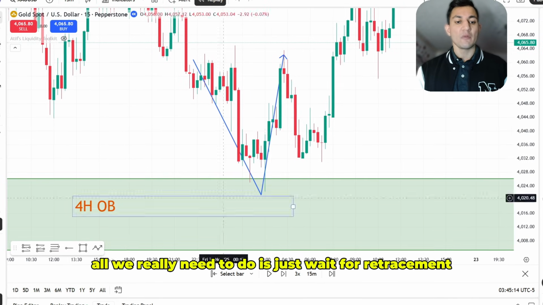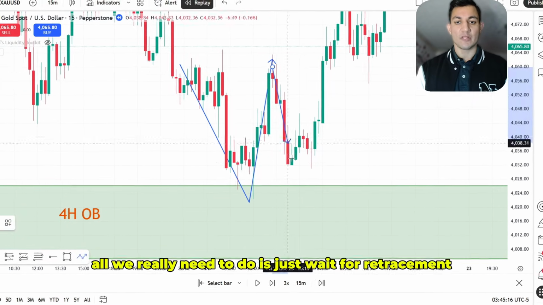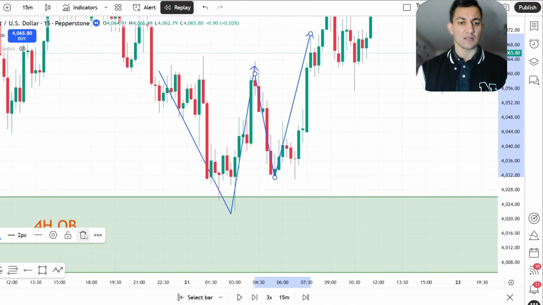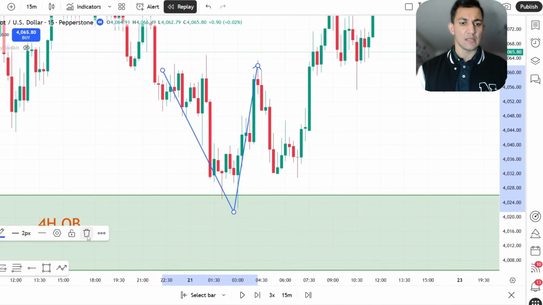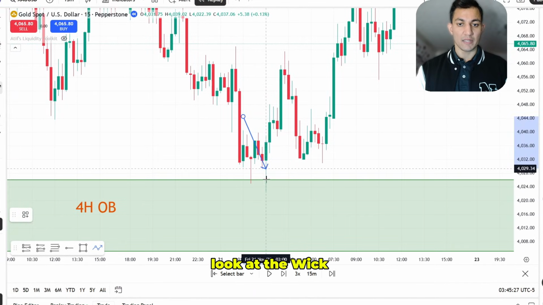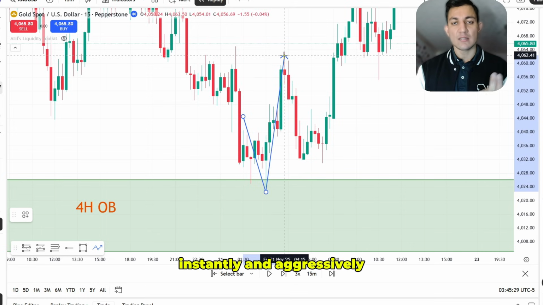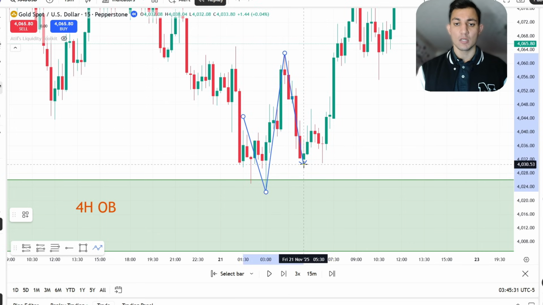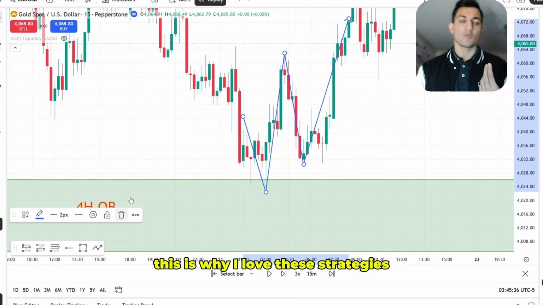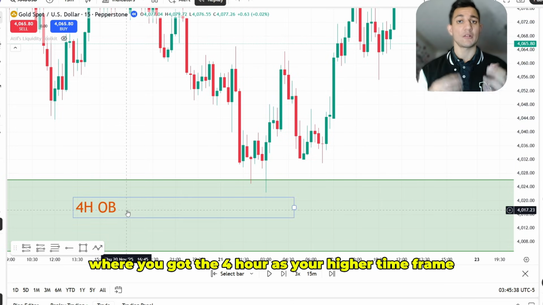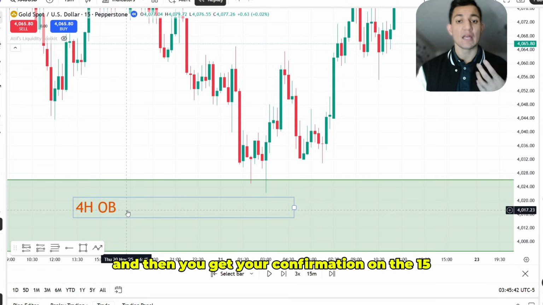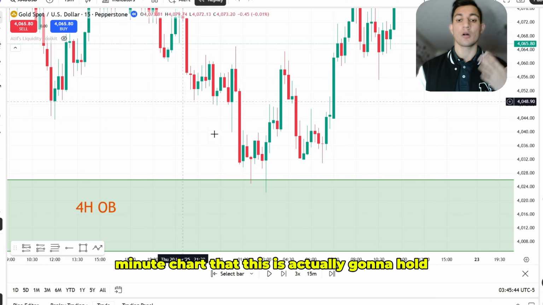Now, all we really need to do is just wait for a retracement on a new order block and ride price off. So let me show you what that looks like. Let's just remove these blue lines here. And look at this, right? Price hits the order block with the wicks. Look at the wicks. It just taps into it, instantly and aggressively shoots off in the opposite direction. High probability retracement, ride price off. Beautiful bit of price action. This is why I love these strategies where you've got the 4-hour as your higher time frame, smart money bias, and then you get your confirmation on the 15-minute chart that this is actually going to hold.